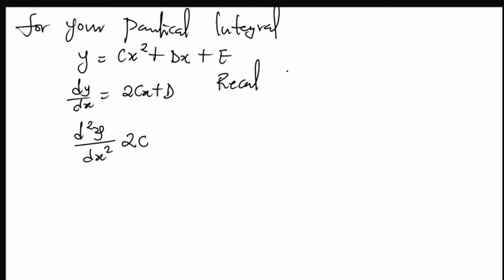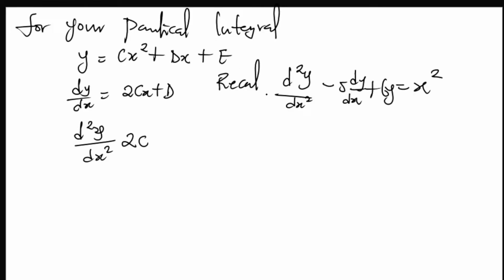But recall that we were given our given equation. Our given equation was d square y over dx square minus 5 dy over dx plus 6y, and this is equal to x square. So what you are doing is, anywhere you see dy over dx, you are inputting 2cx plus D. Are we together?